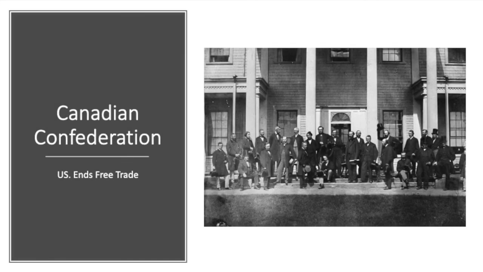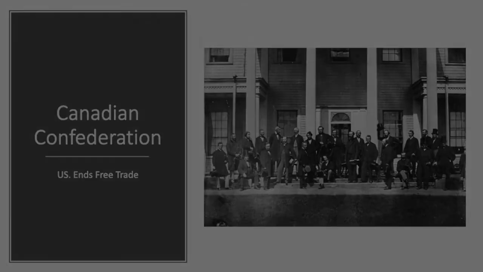The Canadian Confederation. U.S. ends free trade. At the end of the Civil War, Northern American politicians were angry at Britain for its support of the South. Due to this, America had decided to end the practice of free trade between other nations and put taxes and tariffs on all of their goods. This, in a way, ended the triangular trade in North America and strengthened the argument that a confederation be created for the British North American colonies. This would become the Canadian Confederation.